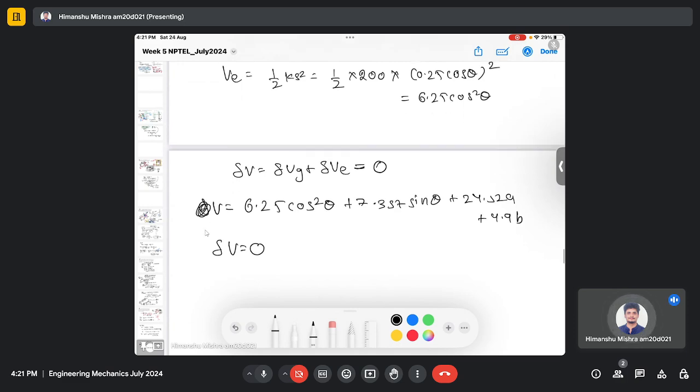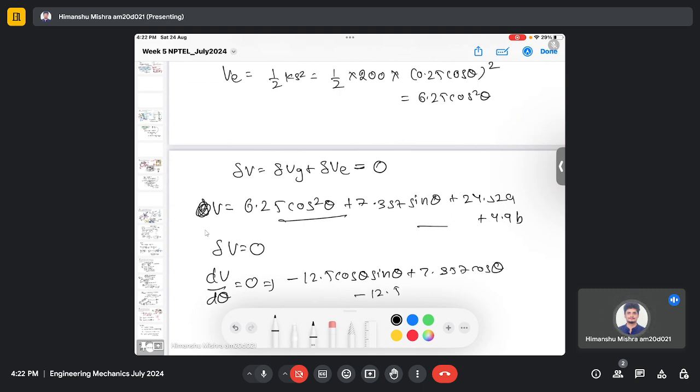So this change I can write as dV by d theta should be equal to 0. So if I differentiate the above expression, I will get minus 12.5 cos theta sin theta plus 7.357 cos theta minus 12.5. Yeah, that's it. So this should be equal to 0.